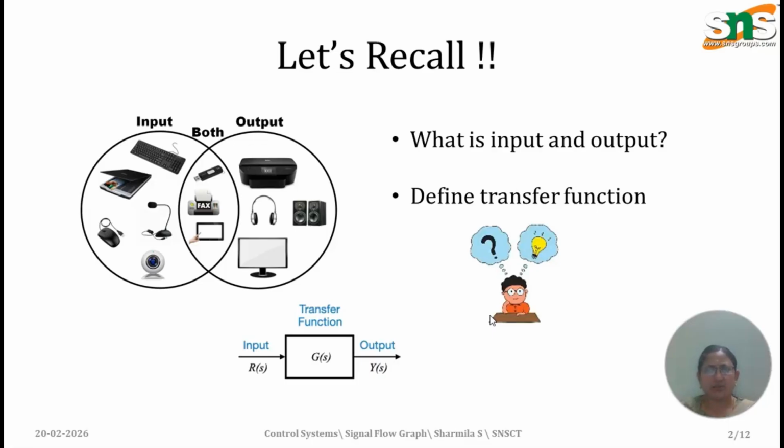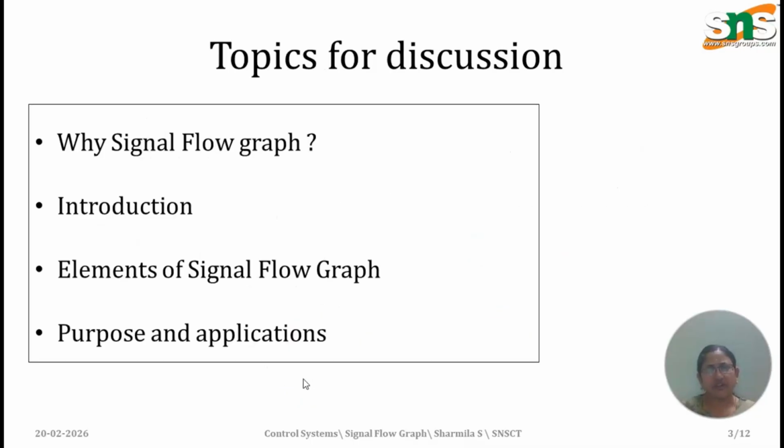So what is an input? An input is the signal applied to a system. What is an output? An output is the system's response. And what is the transfer function? If we come to the transfer function, the input is represented as R of S, the output is represented as Y of S, and the gain as G of S. So we can define the transfer function as the ratio of output to input in the Laplace domain, assuming zero initial conditions.